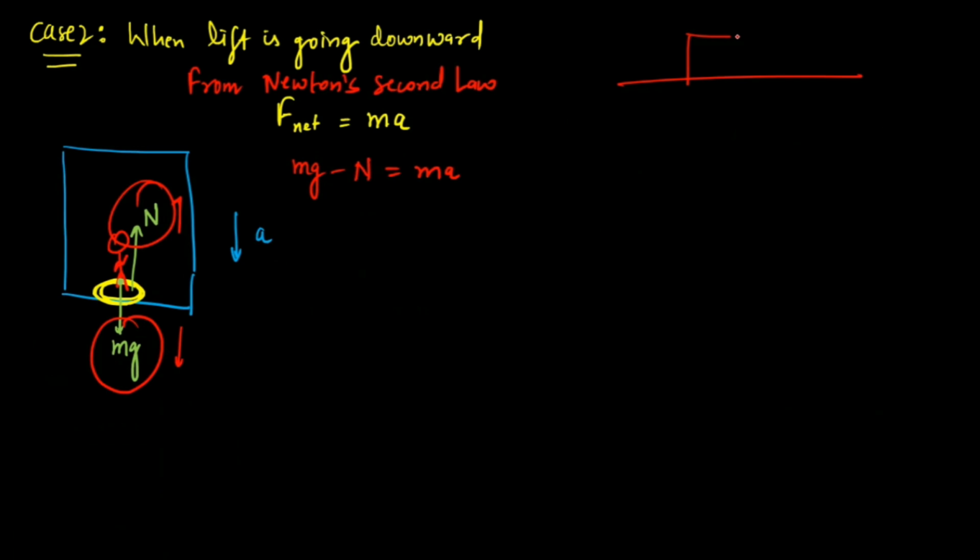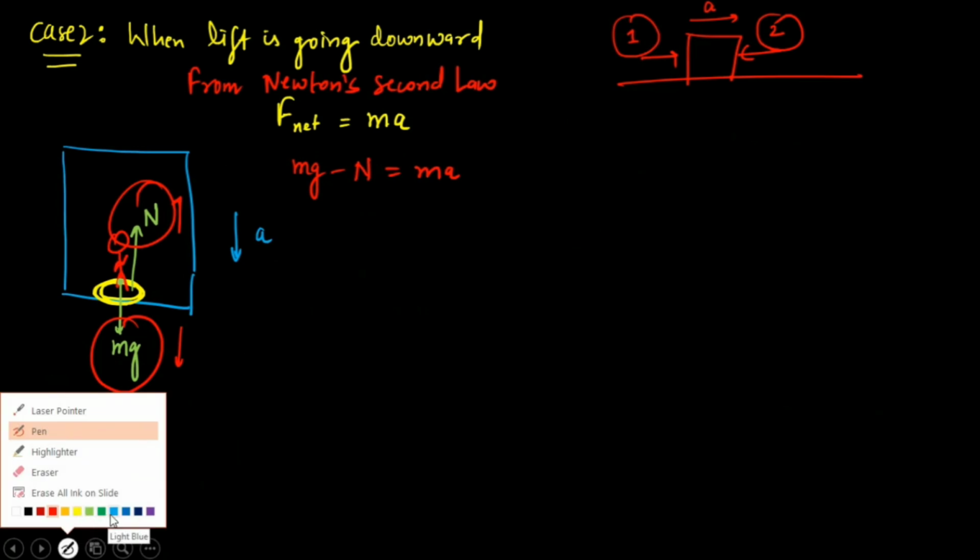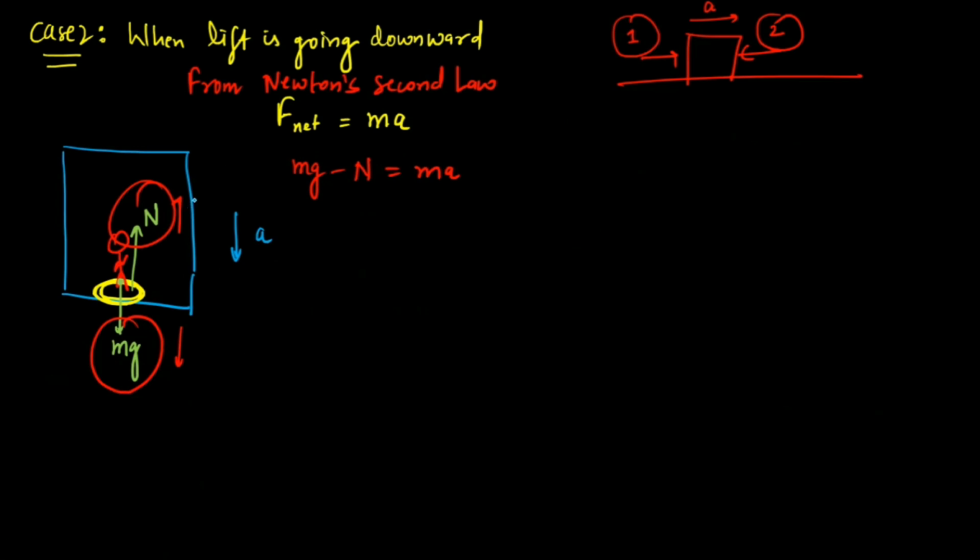If an object is experiencing two forces, one in the right direction and the other in the left direction, and we observe that the object is moving in the right direction, which force is going to be greater, one or two? One. In the same way, if the lift is going downward and the person is experiencing two forces, mg in the downward direction and normal in the upward direction, which force is going to be greater? mg, because the object is moving in mg's direction. So the net force is written as bigger force minus smaller force. The bigger force is mg, the smaller force is normal in that case. So mg minus ma is going to be N.